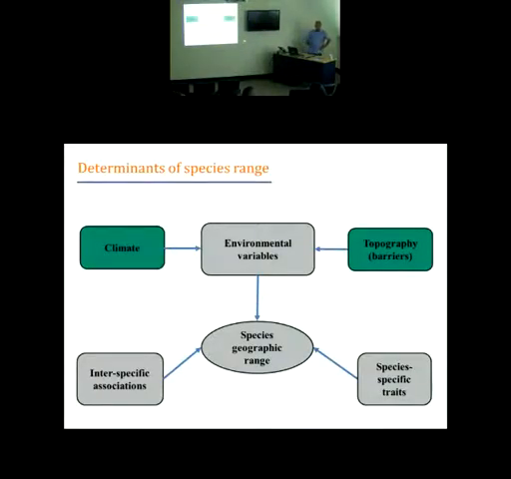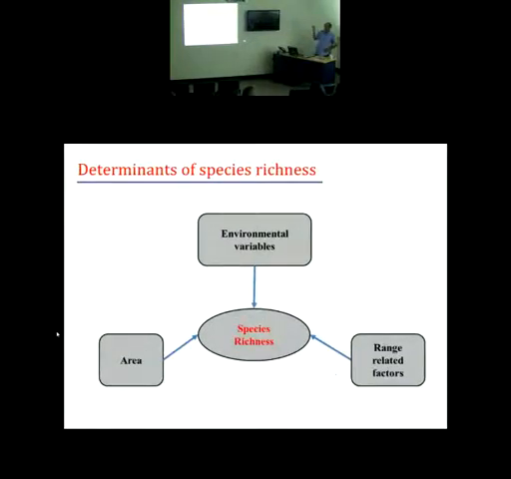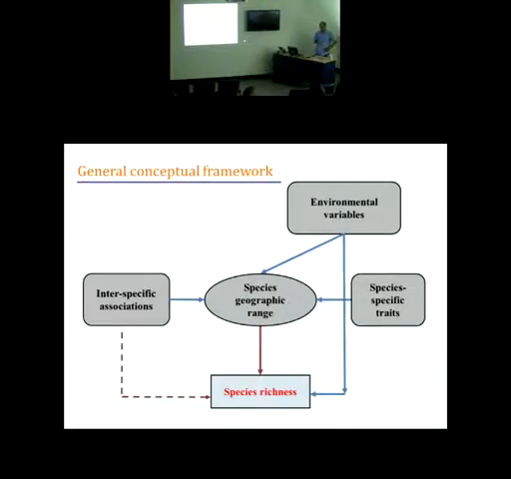The way that these have been typically studied are either in terms of the influence of a variety of factors such as climate, topography, and species-related traits on species geographic ranges, or directly the influence of, say, environmental variables, area, and range-related factors on species richness itself. One way to look at it would be that all of these factors affect species geographic ranges, and species geographic ranges sum up to provide richness patterns in particular regions. Whether some of these variables influence richness itself directly or not is still an open question.